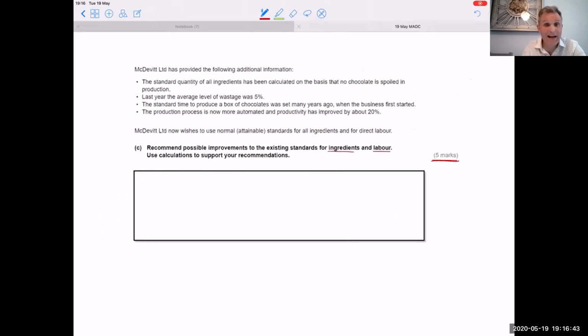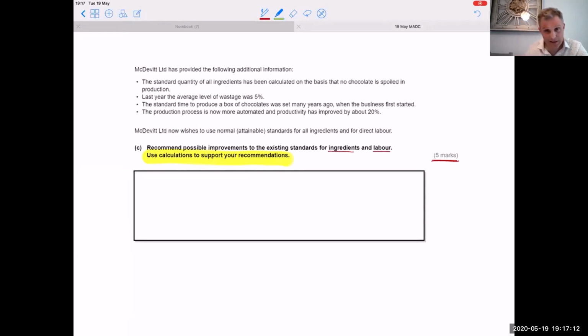Okay, so again, there is an "and" there. Okay, so ingredients and labour. Use calculations to support your recommendations. Now, this is different to the question we saw 2 weeks ago. Here it says, use calculations to support your recommendations. I think, actually, it might have been last week, the question said, you can use calculations. So here it's not saying you can, it's saying to use calculations. So they're expecting you to use calculations.